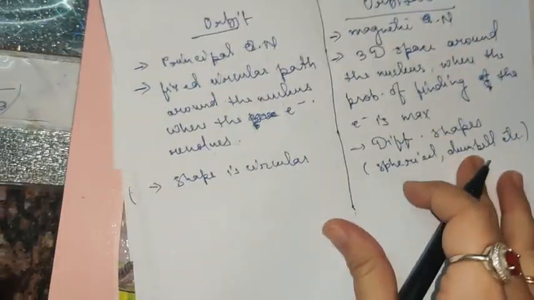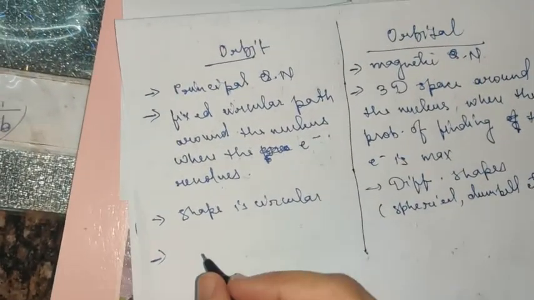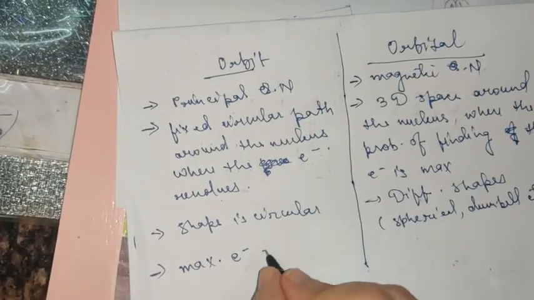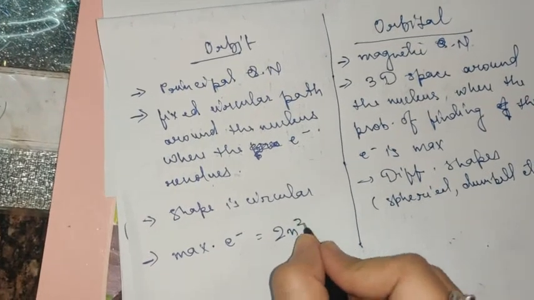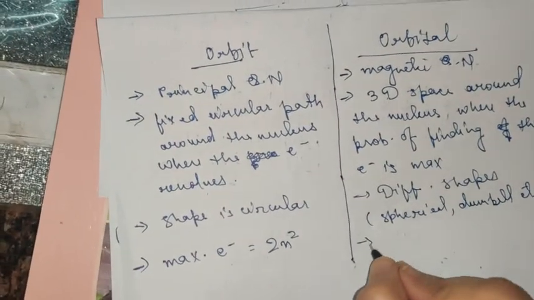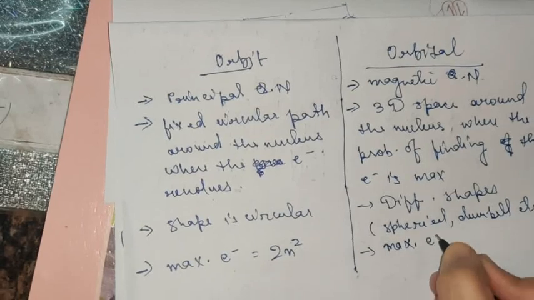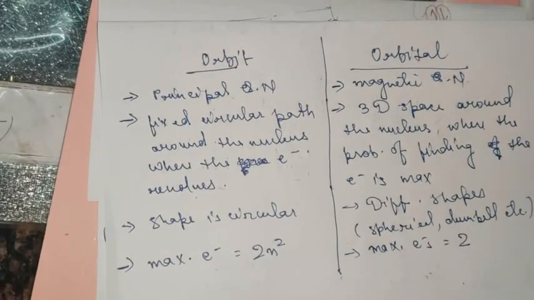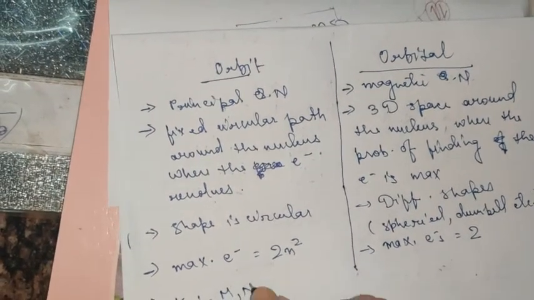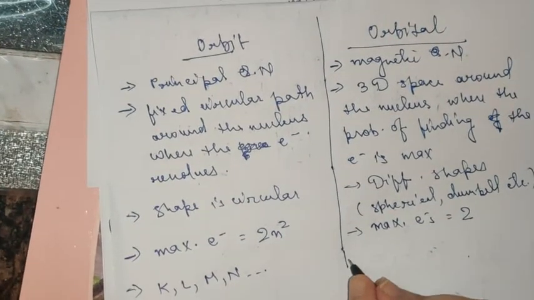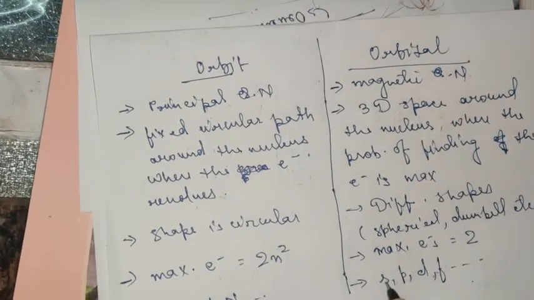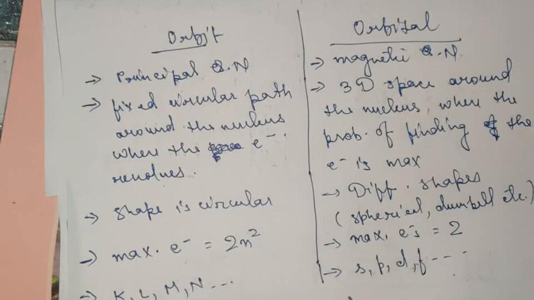Okay, then coming to the maximum number of electron holding capacity. The maximum electrons in an orbit can be calculated with the help of 2n square. And in case of orbital, I told you one box can hold 2 electrons. So the maximum electrons in case of orbital will be equal to 2. Orbits are designated as K, L, M, N, etc. and orbitals are designated as S, P, D, F, because when we know about S, P, D, F, then only we will be able to write about orbital.